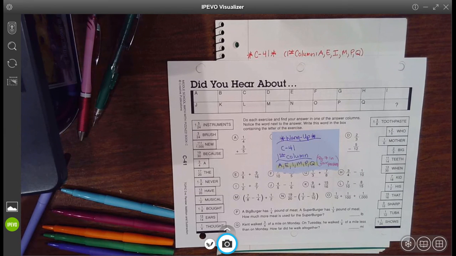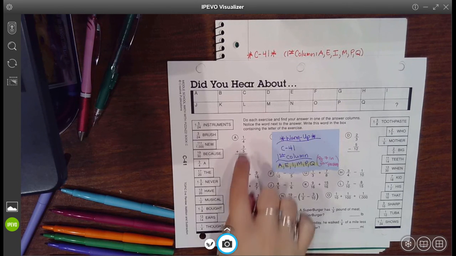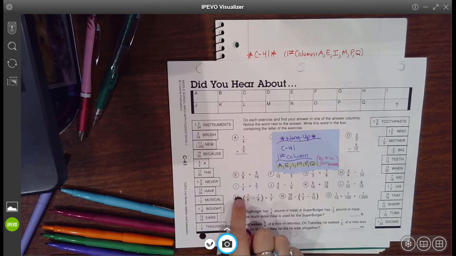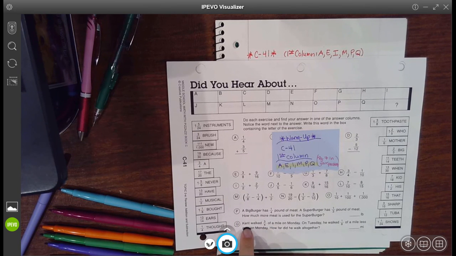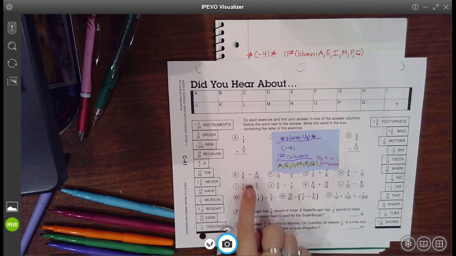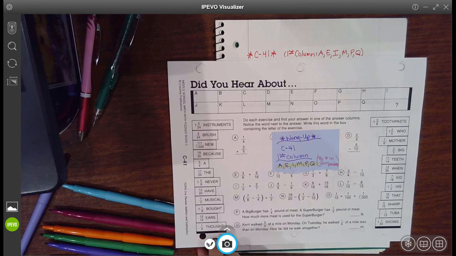Hello, my little mathematicians. Today, we're going to review adding and subtracting fractions. Since it's a quick warm-up, I want us to just try together the first column: A, E, I, M, P, and Q. Go ahead and try those on a separate piece of paper, and then once you think you have them figured out, unpause the video and come back and check yourself.